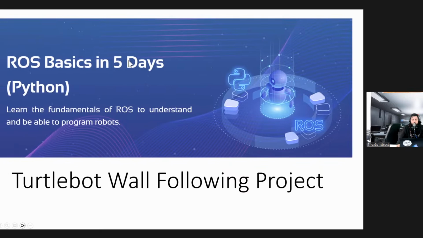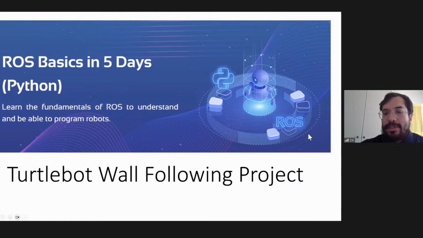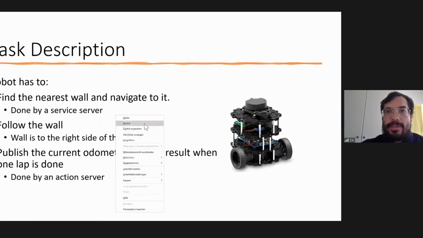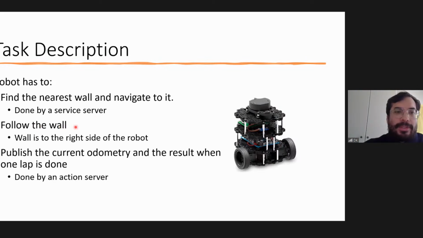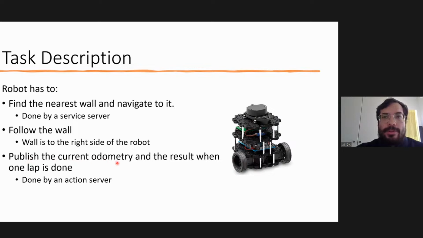It's the ROS Basics in 5 days with Python, so it's the Turtlebot which follows the wall project. Like you already mentioned, it has basically 3 tasks. First, it has to find the nearest wall to navigate to. This is done by a service server. Then it will follow the wall such that the wall is on the right side of the robot. Then it will publish the current odometry, and when it's done, it will publish the result. This is done by an action server.